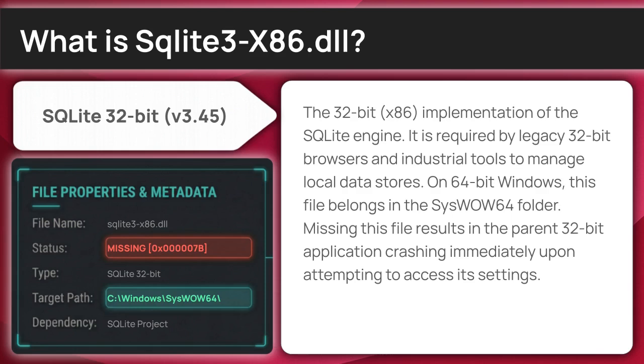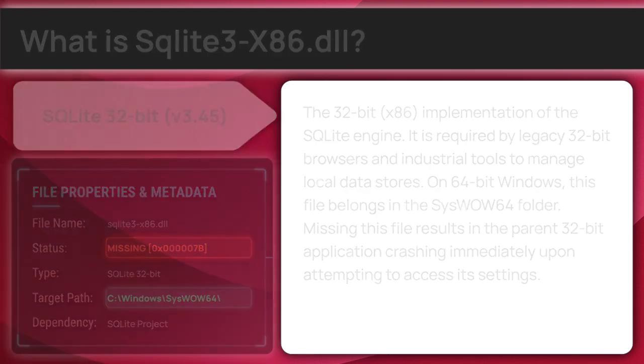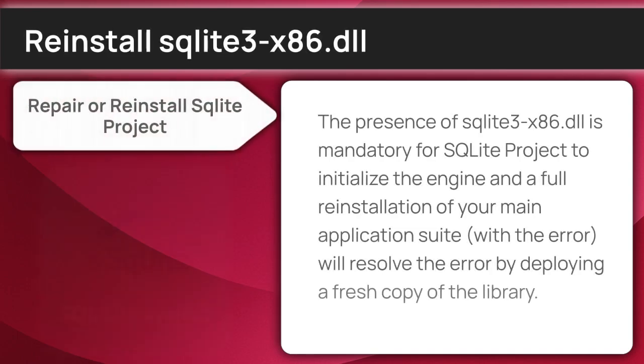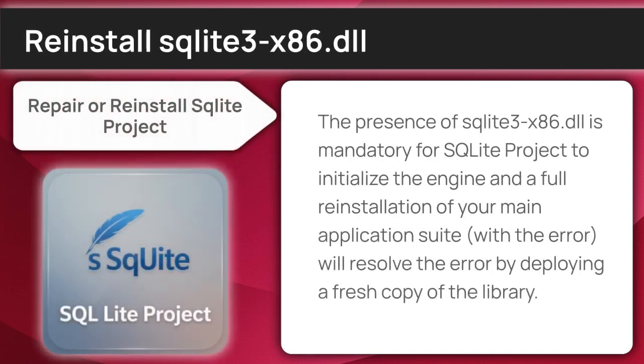Now that the technicals are covered, let's run the official installer. The presence of SQLite3-x86 library DLL is mandatory for SQLite Project to initialize the engine, and a full reinstallation of your main application suite with the error will resolve the error by deploying a fresh copy of the library.